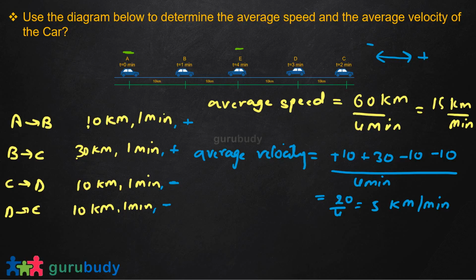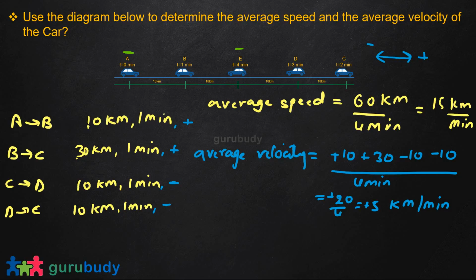Before I do that, let me correct one thing here. This is positive, right? It's positive 5 kilometer per minute. I need to make sure we are adding direction, because velocity is a vector quantity and we need to make sure we provide direction to it.